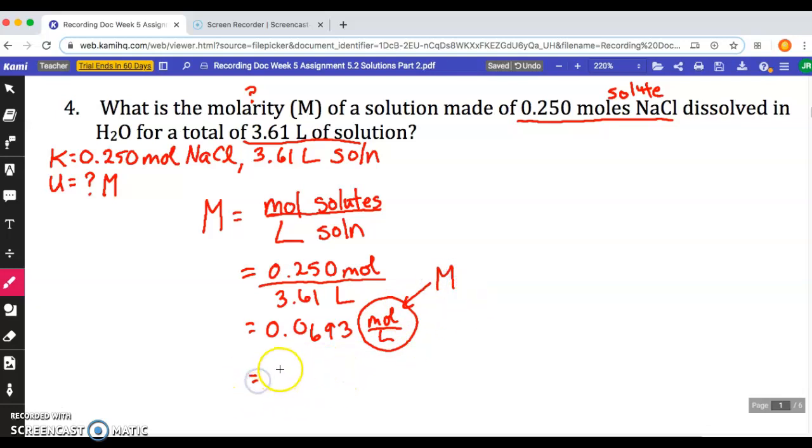So you may want to rewrite that as 0.0693 big M for molarity. Moles per liter means molarity. And short for molarity is molar. Sometimes you hear scientists just simply call it molar. So we have a 0.0693 molar solution. Okay, and I am going to stop the video here before we go on to the next one. So go ahead and take a small break before we move on.